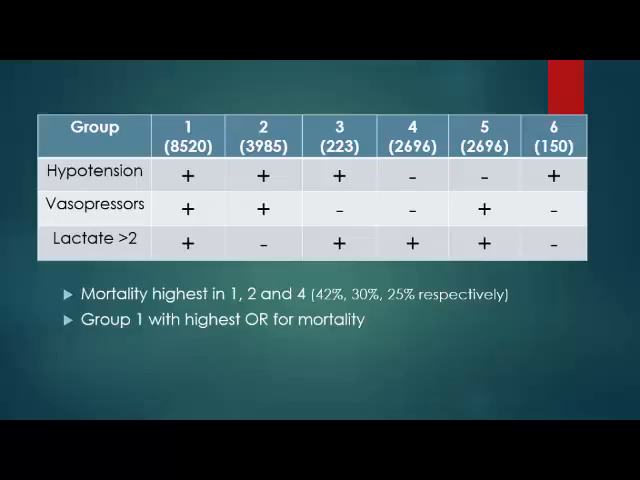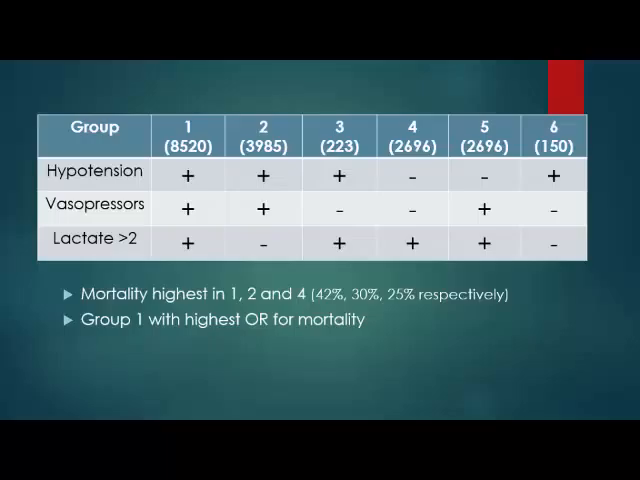So they basically said, well, if group 1 has the highest odds ratio for mortality, then group 1 is septic shock. So being that, we need to have hypotension, we need to have vasopressors on board, and we need to have a lactate greater than 2 to say somebody is in septic shock. And mind you, there's no lactate that's required for group 2, despite the fact that group 2 still has a 30% mortality. So then, why the lactate cutoff?